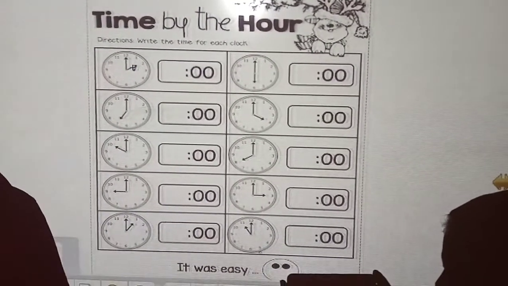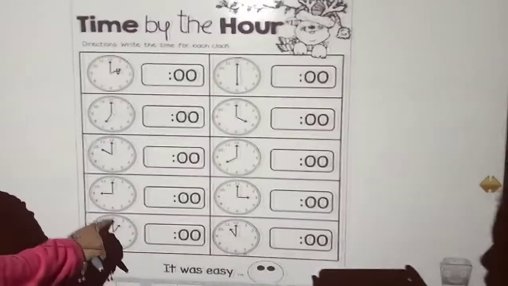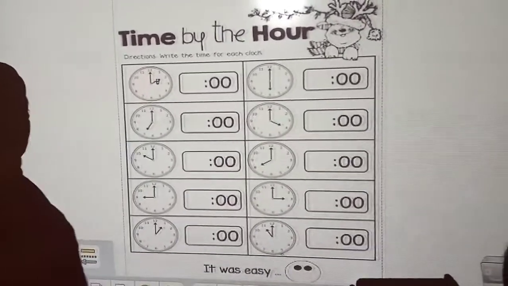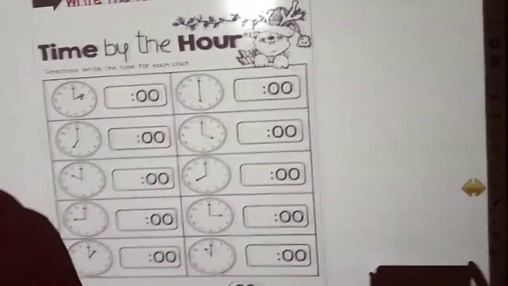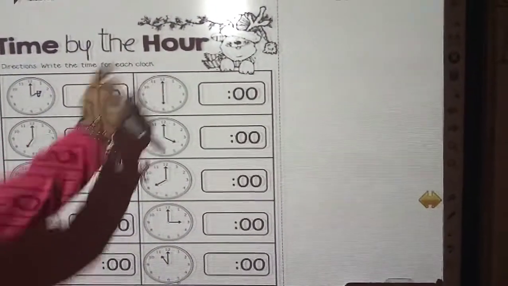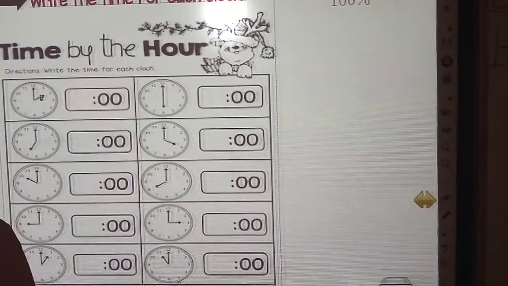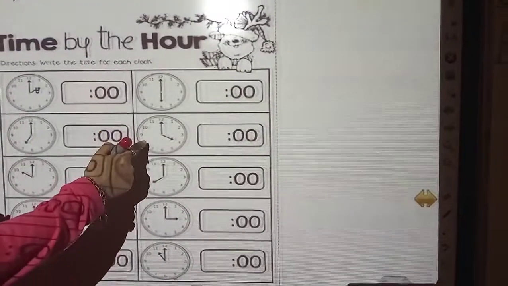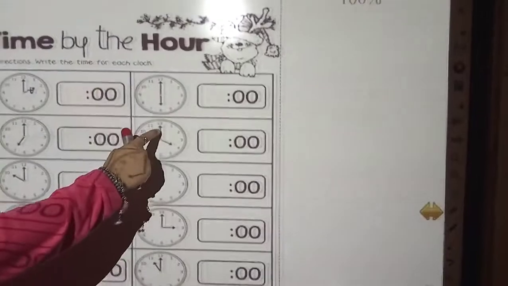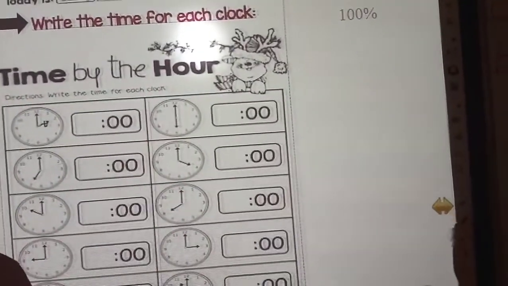Super. Number 5. The short hand points to 1 and the long hand points to 12. What time is it here? 1 o'clock. Super. Number 6. The short hand points to 6 and the long hand points to 12. What time is it? 6 o'clock. Super. The short hand points to 4 and the long hand points to 12. What time is it? 4 o'clock.